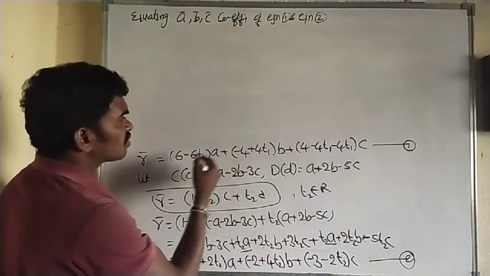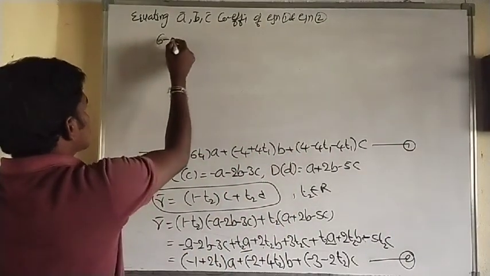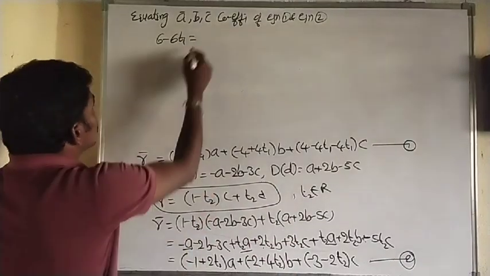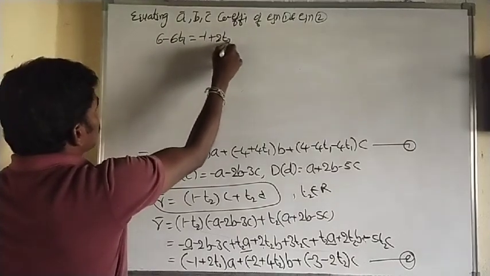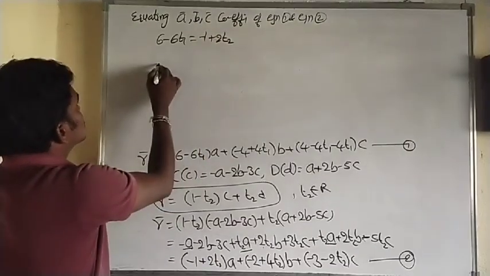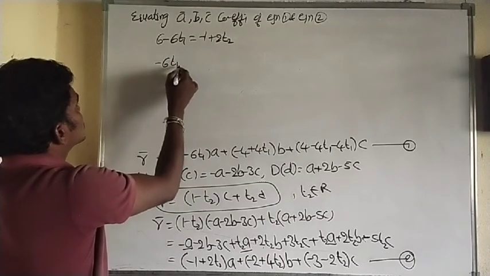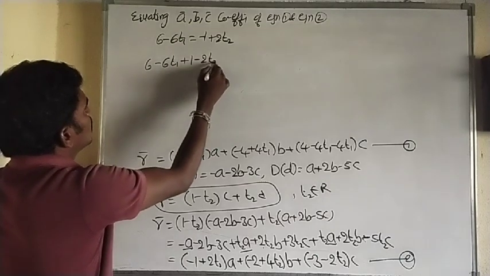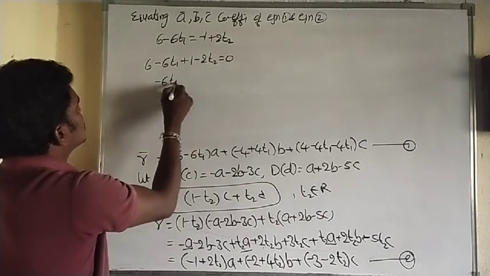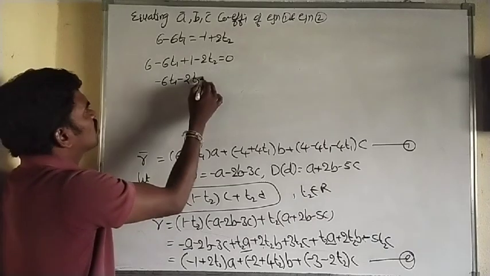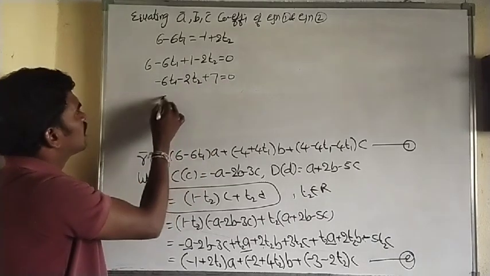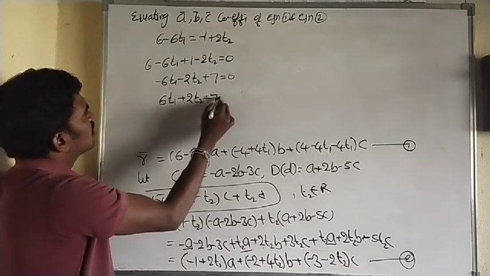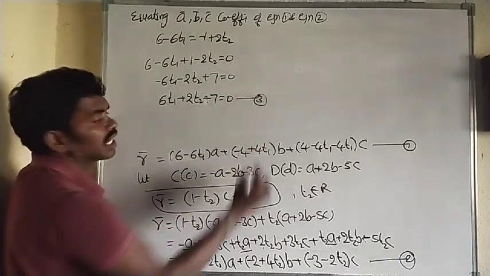of equation 1 and equation 2. What is the A coefficient from equation 1? 6 minus t1, equal. In the second equation, what is the A coefficient? Minus 1 plus 2t2. Okay. So 6 minus t1, bring to the left side: minus 1 becomes plus 1, 2t2 brought to the left side becomes minus 2t2. So we get minus t1 minus 2t2, 6 plus 1 is 7. Or if you multiply with minus, we get t1 plus 2t2 minus 7 equals 0. Okay, taken as equation 3.